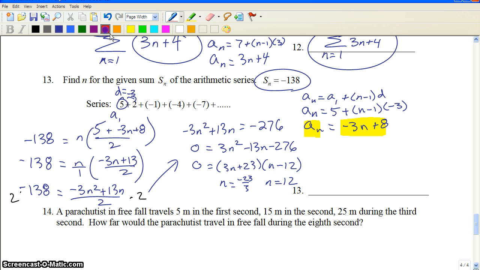Now the first one is actually extraneous, both because we can't have a negative term value, and we can't have a fraction or a decimal as a term value. There's no like 2.5 term. So our answer is n equals 12. Woohoo, we did it. That was a tough one, but I think you guys can handle it.